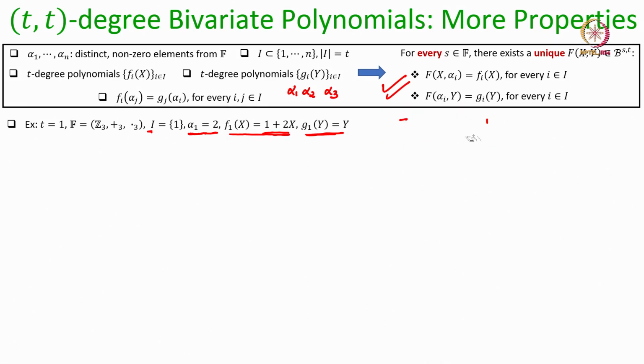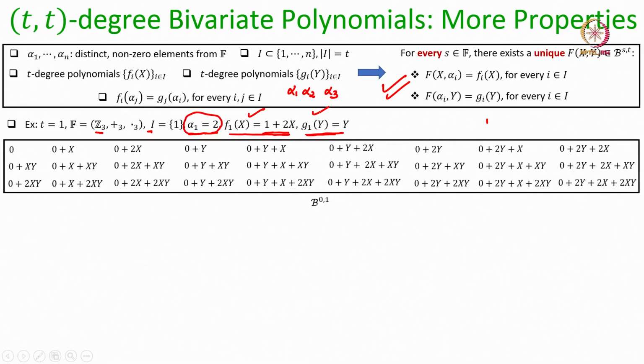So, now what I will show is you take any value from this field Z3, corresponding to that value there will be one and only one bivariate polynomial of degree 1 whose constant term will be the value which you want to fix, and that bivariate polynomial when evaluated at this evaluation point alpha 1 being 2 will give you these two univariate polynomials.